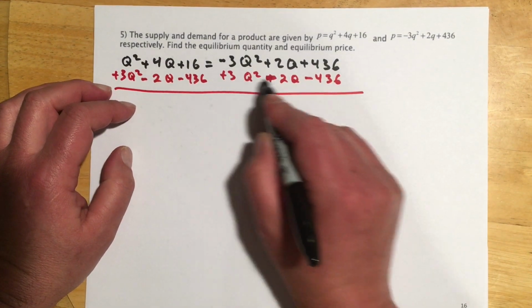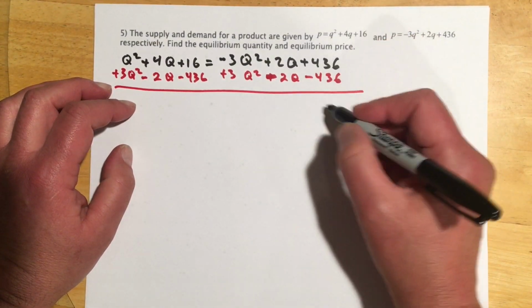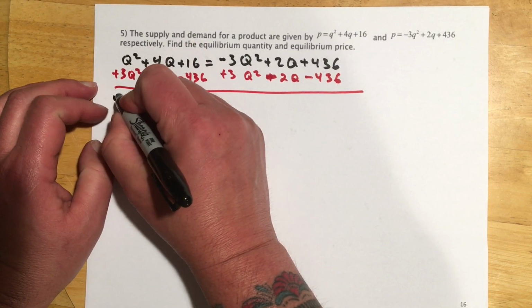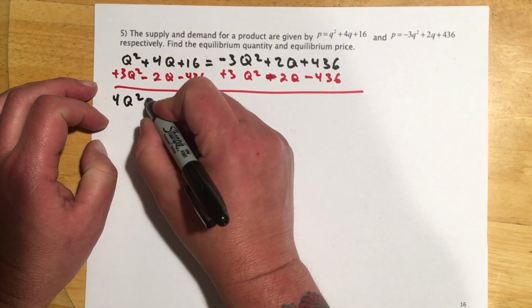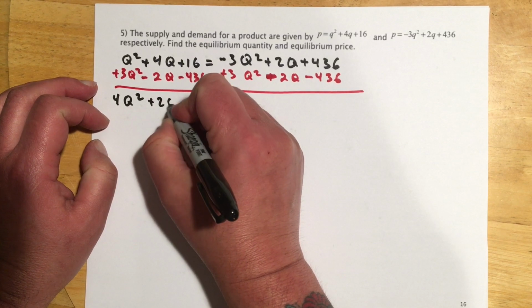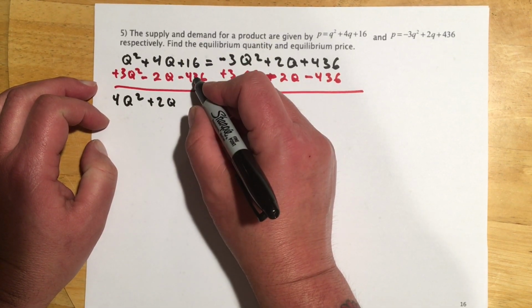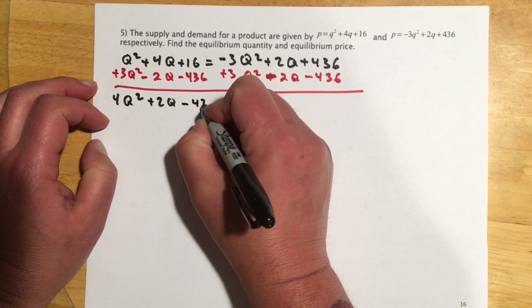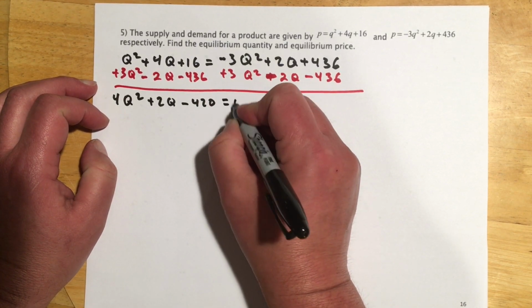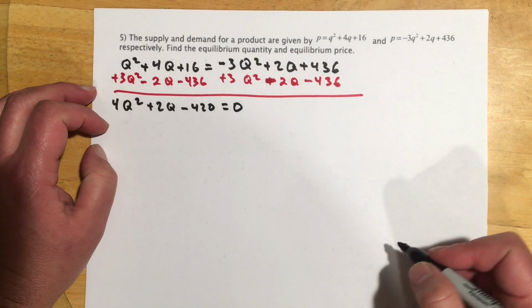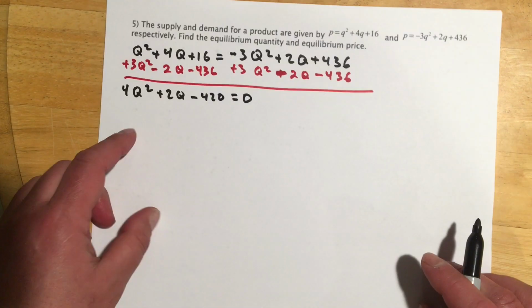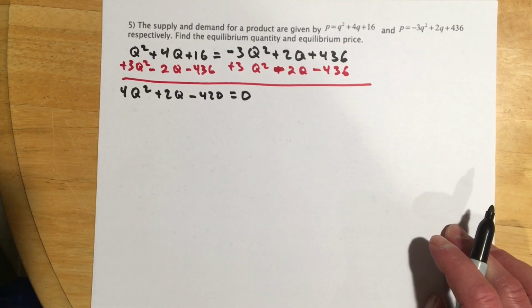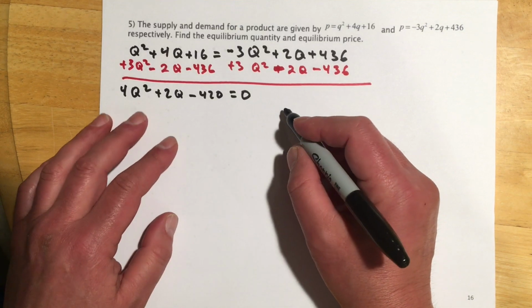Okay, so here's all that. I'm just doing the opposite to make this side 0. And over here I'll get 4q squared plus 2q, and then 16 minus 436 will make minus 420. And that equals 0. And so then if I wanted the numbers to be a little smaller, I could divide out a 2, and if I were going to try to factor it, I would do that. But again, I'm just going to throw it in the quadratic formula and let it do the work.